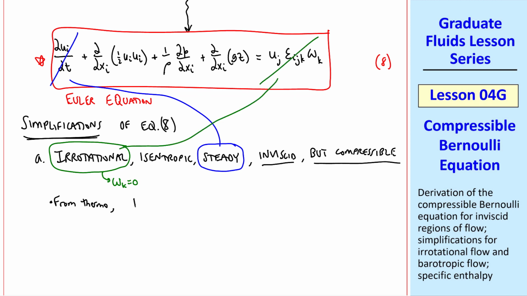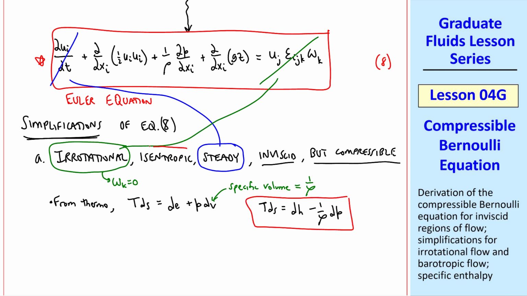From thermodynamics class, you may recall the TdS equations. One of them is TdS equal dE plus P dV, where this V is the specific volume, which is just 1 over density. The other TdS equation is TdS equal dH minus 1 over rho dP. Let's look at this one. We said that the flow was isentropic in our approximation, so the left-hand side goes away. Thus, dH is 1 over rho dP.